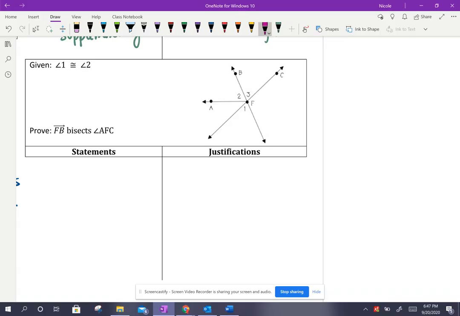So our given says that angle 1 is congruent to angle 2. So that is all of the information that's provided for me. So I'm going to make sure I mark that on my image and write that down as my first statement. And then I need to look at, what am I trying to prove? It wants me to prove that ray FB is bisecting angle AFC. So I'm going to need to figure out how to tie that in.